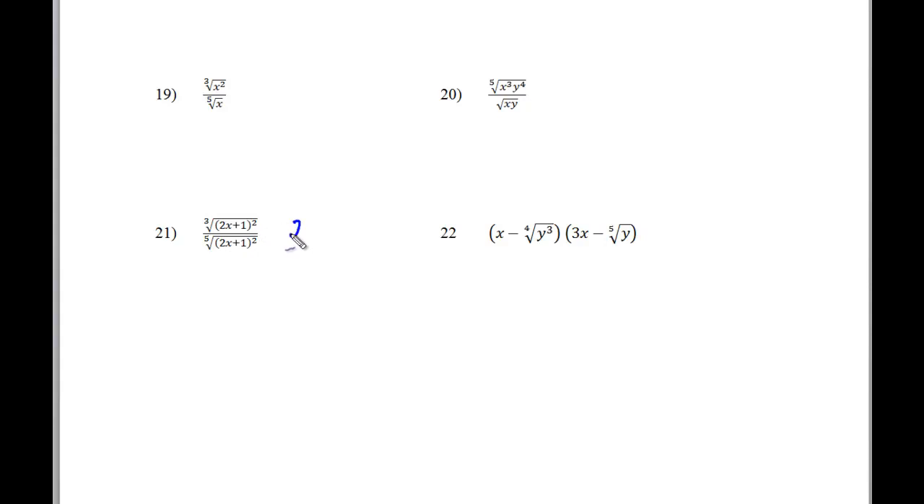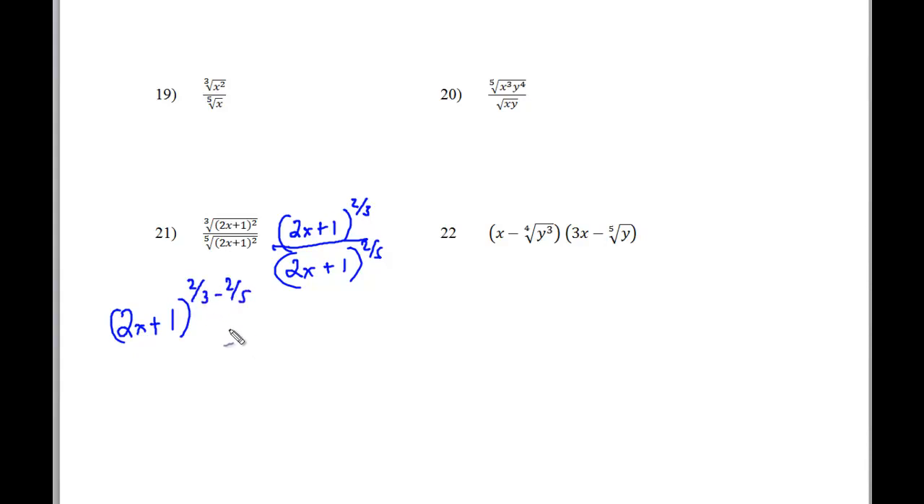So we're going to go 2x plus 1 raised to the 2/3 power, because our index is our denominator, over 2x plus 1 raised to the 2/5 denominator. Now, what we can do here is, since we have the same bases, 2x plus 1, we can subtract the 2/3 minus the 2/5. Now, what we need here is a common denominator, and the common denominator of 3 and 5 is 15.